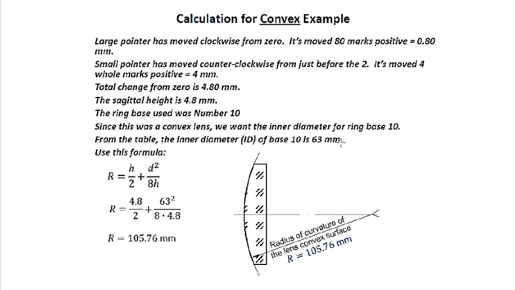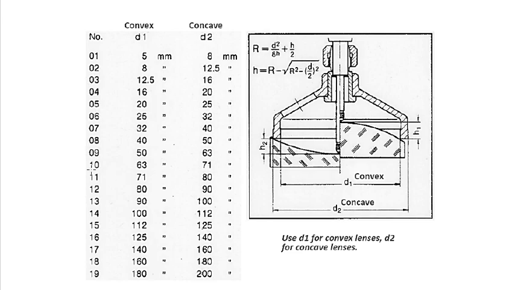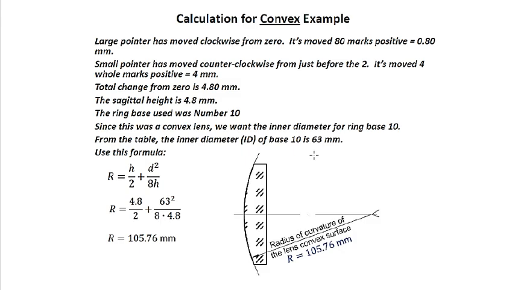So let's go back to the LOH spherometer base sheet, and we're going to go to number 10. Here it is, number 10, so convex is right over here, and you're going to get the 63. Your unit is millimeter. Don't think this is inches, no, it's millimeter. So that's the 63. The outer is 71 millimeters. We're going to use the 63 millimeter.